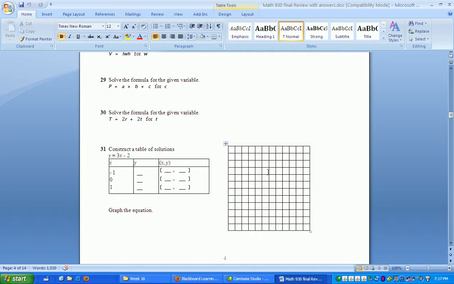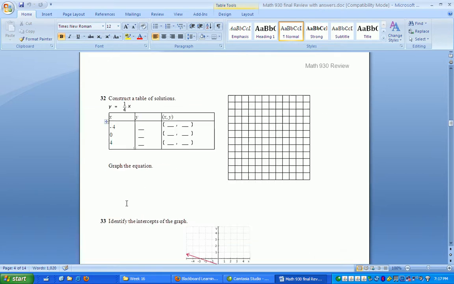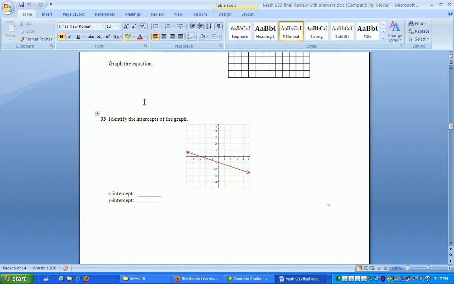Another one of those, identifying the intercepts of the graph. An intercept is just where it crosses. So for this particular one, the x-intercept is where it crosses the x-axis. The y-intercept is where it crosses the y-axis. And you just put those values in here.